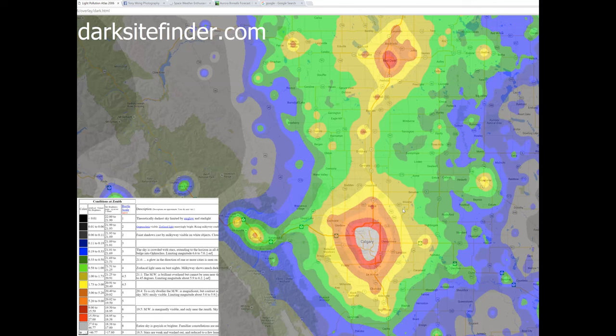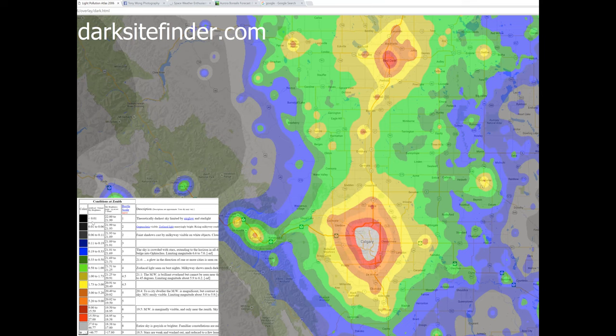Now, jot this down, take notes. You must go to this website. The name of this website is darksitefinder.com. When you go to this website, you'll be able to find the entire globe. But when you go to Canada, you can easily find Calgary and Red Deer.